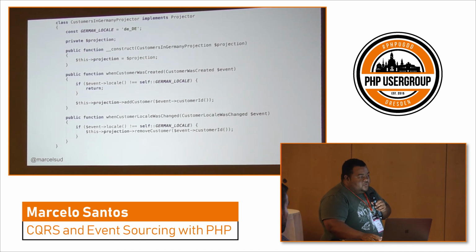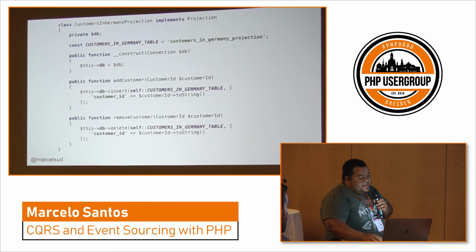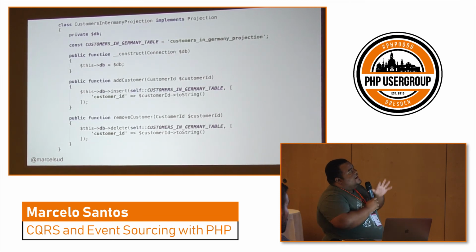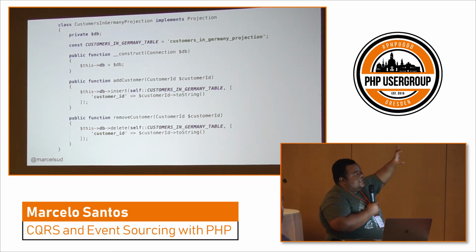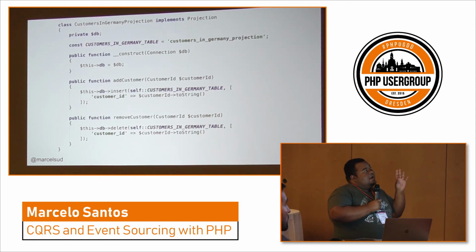This also helps a lot on ETL and on business, like BI, as well. And this is an example of a projection, which is, in this case, very naive again. Just a table where I say, okay, customers in Germany projection. And whenever I have to add, I insert, whenever I have to delete, I remove, and that's it. So I will always, in real time, have a table with all customers that are in Germany.